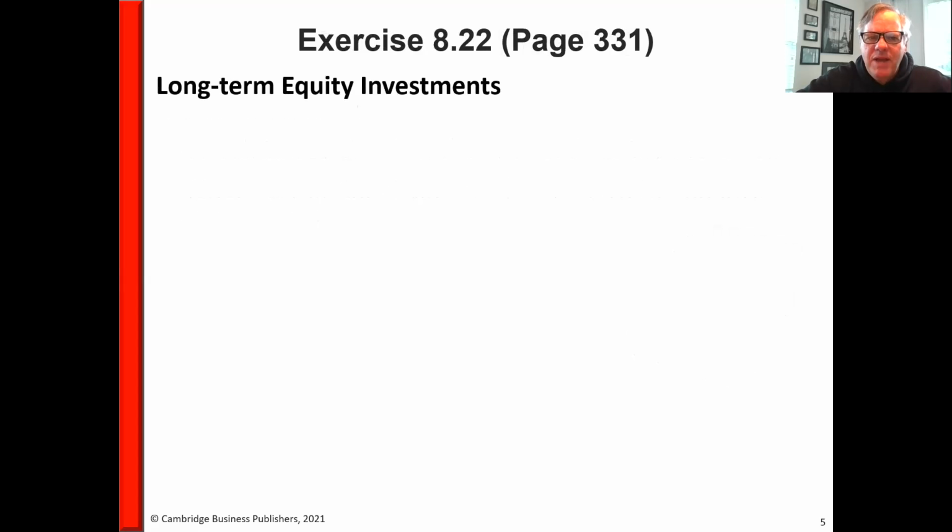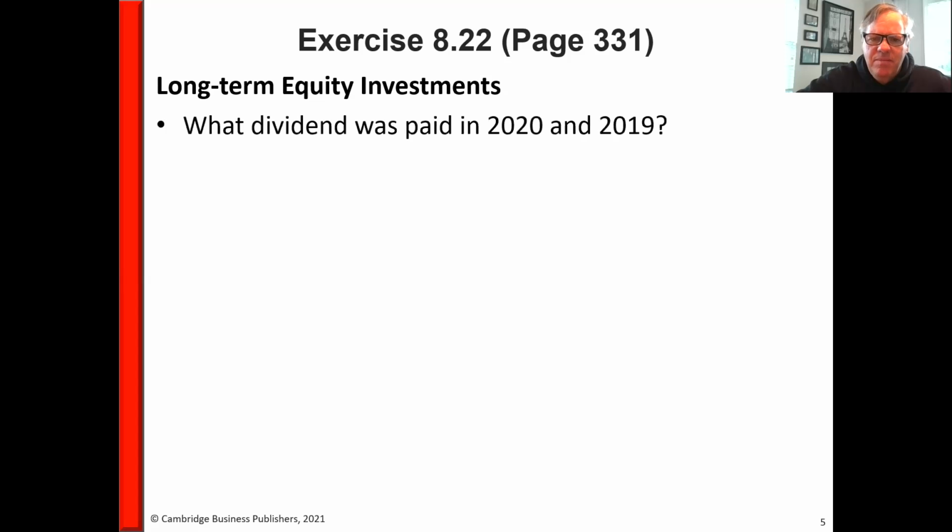822, long-term equity investments. So this is a long-term investment in the shares of another company. And you're going to have to do a little bit of forensics here. So you know these are accounted for under the equity method of accounting. So you've got to figure out, based on the information here, and question 22, and I think the next one are kind of similar here, based on the changes in the account balances and so forth, what was the dividend that was actually paid in 2020 and 2019. So you've got to determine that dividend. Must show your calculations, must show your calculations.